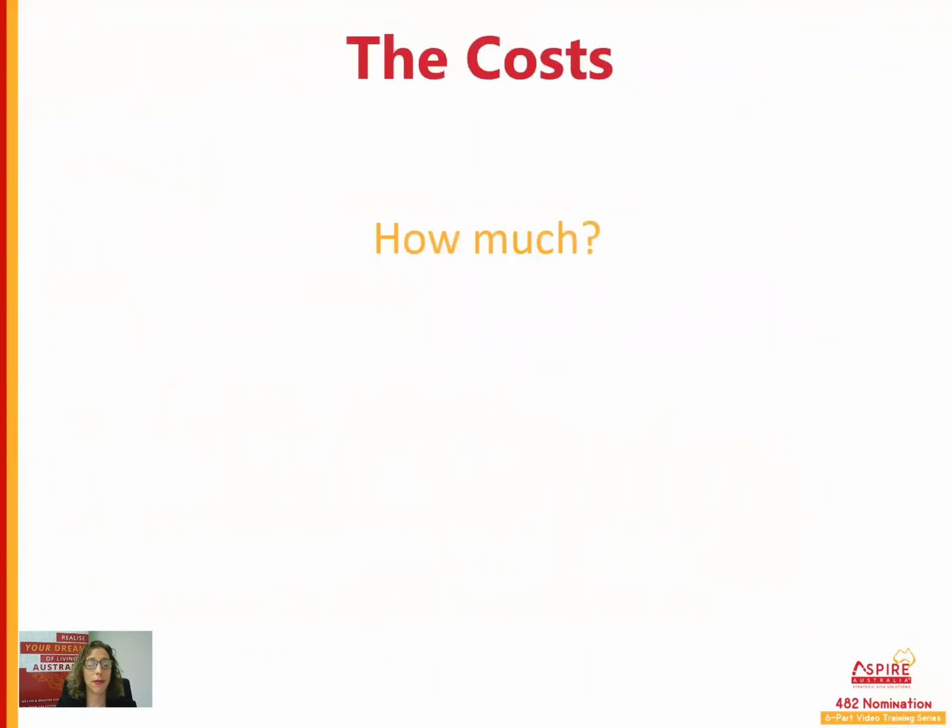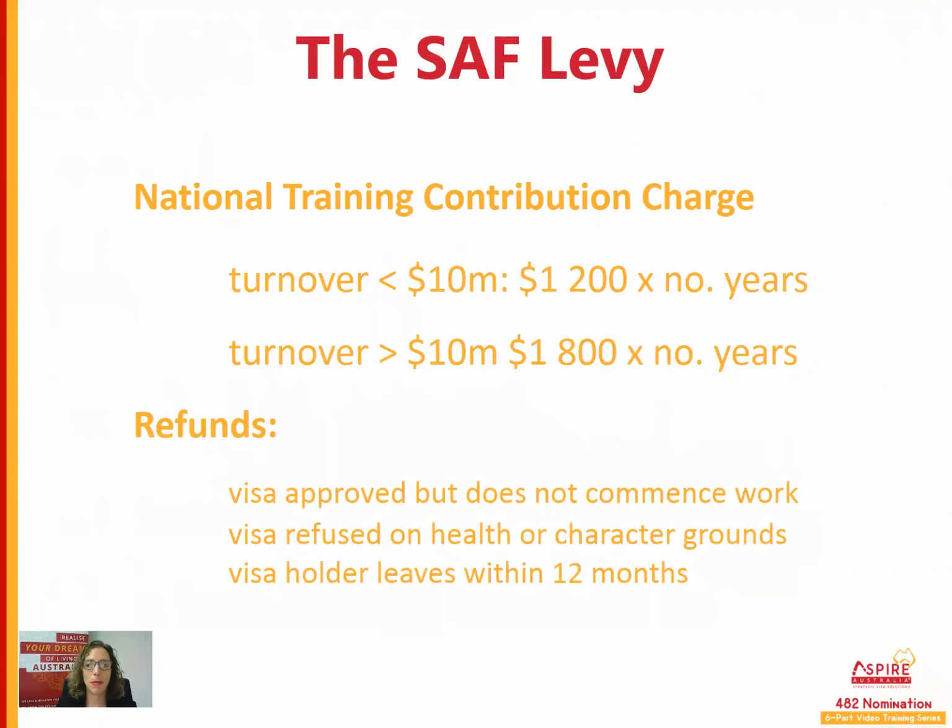First, you need to have the funds available. Lodging the application will cost $330 plus the Department of Immigration's credit card surcharge. In addition to the lodgement fee, however, you will also be paying the SAF levy. This is the common name for the National Training Contribution Charge. This is a new levy payable by all companies nominating for the 482 visa. The figure is based on your turnover.